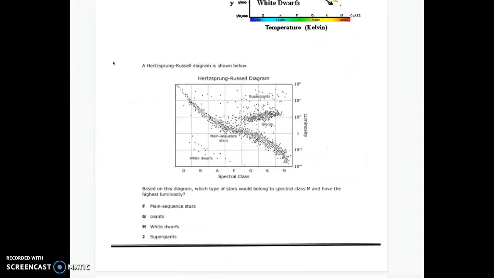Okay, let's practice. HR diagram is shown below. Based on the diagram, which type of stars would belong to spectral class M? So we're going to look. Oh, look, spectral class is right there. Even if we did not know what that was before, we see an M right here. So this right here must be spectral class M and have the highest luminosity.